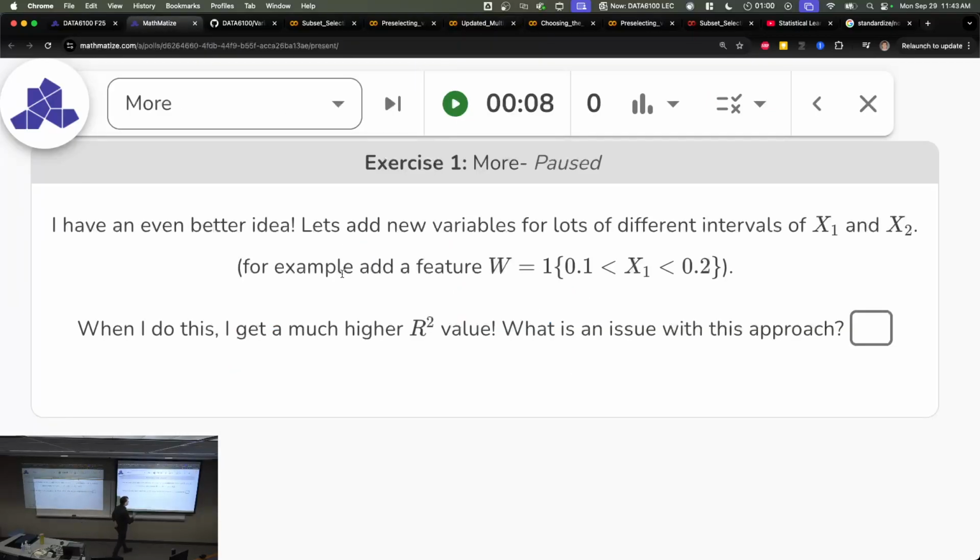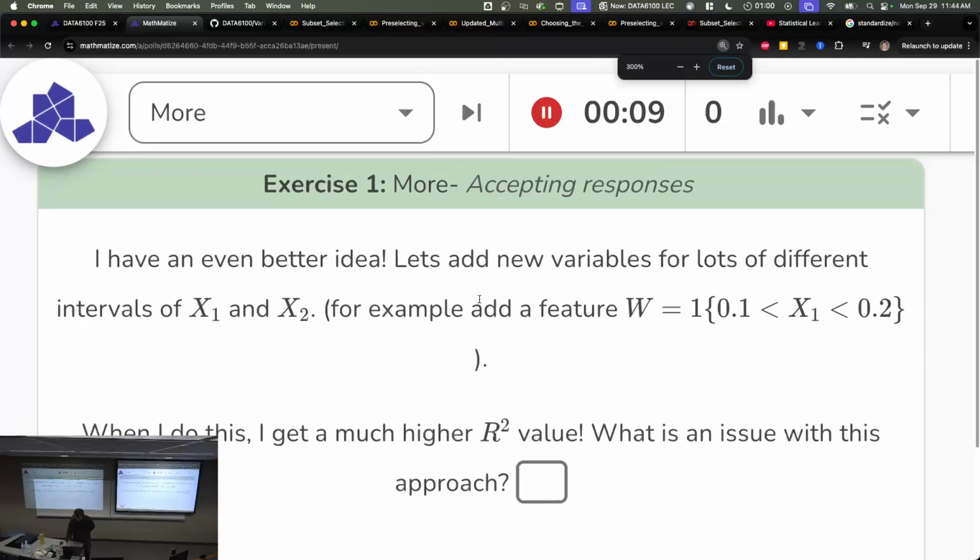But there's an issue. If you do this, you're going to run into an issue. And I want you to identify what that issue is. I'm going to open this up and give you a minute to try to tell me what is the issue with doing what I just said.